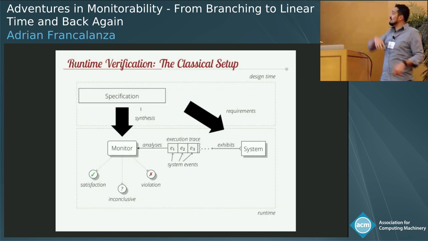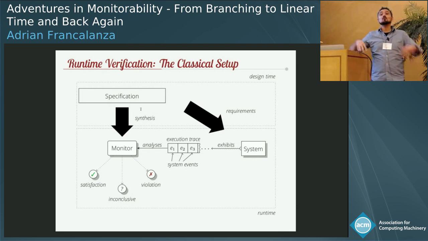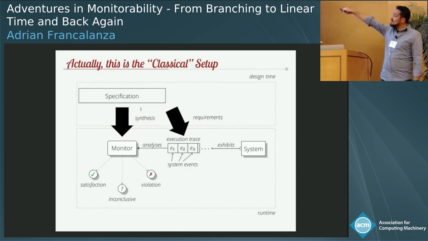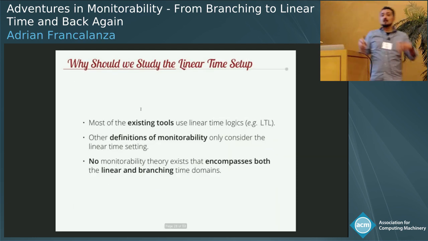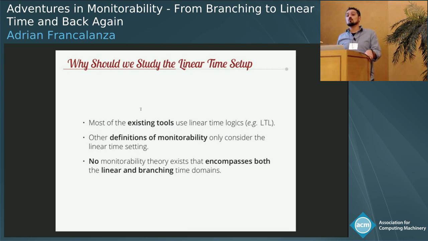But I lied to you a bit. This is not the classical setup. If you look at other pieces of work, and actually most of them, this is what you get instead. The specifications don't talk about the behavior of the system. So they are not branching time specifications, but linear time. What they talk about is the execution trace. So typically, if you look at most tools, they use logics such as LTL, which has a linear time semantics.